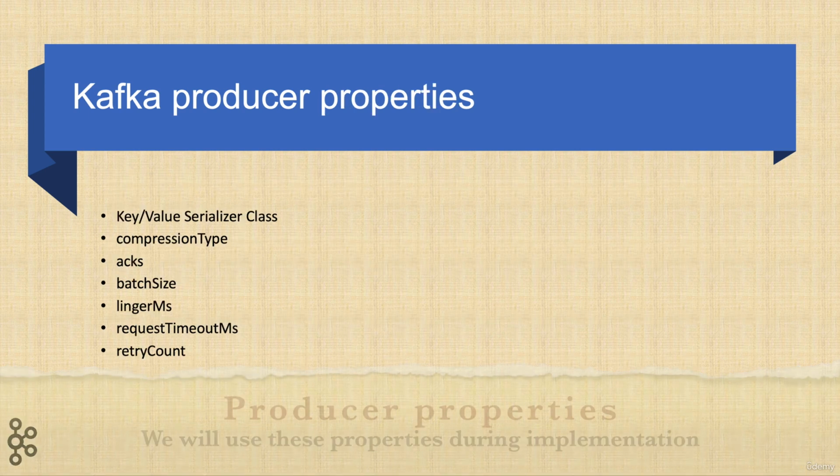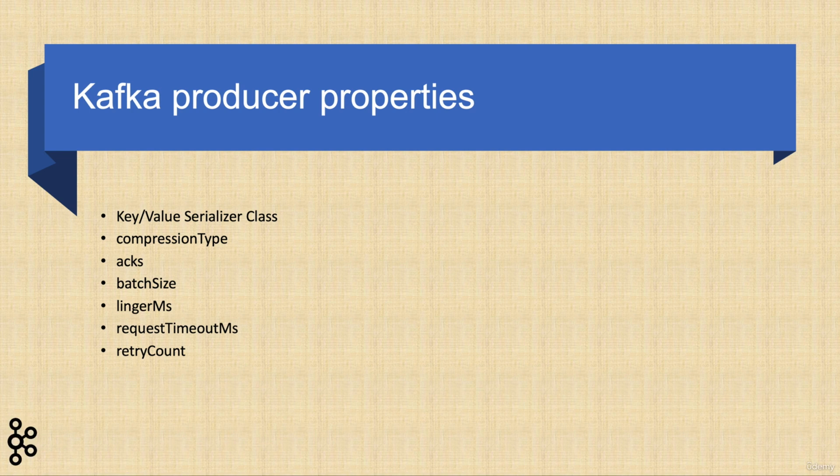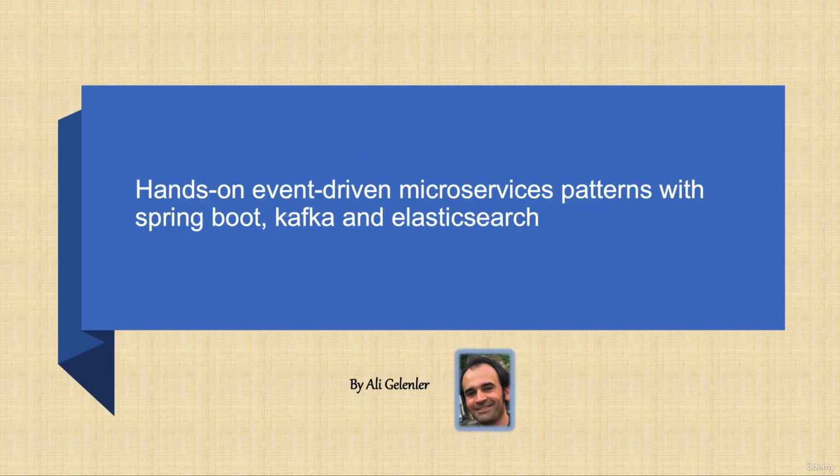Finally, here is a summary of the properties that we will explicitly set in our producer implementation section. I will draw your attention to the configurations and remind you of the description of each when we are using them. Alright, let's continue with adding the config data module in the next lecture.